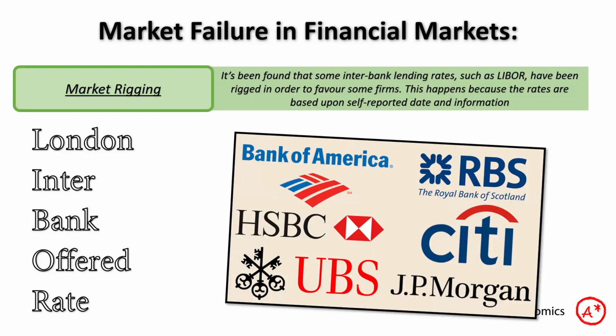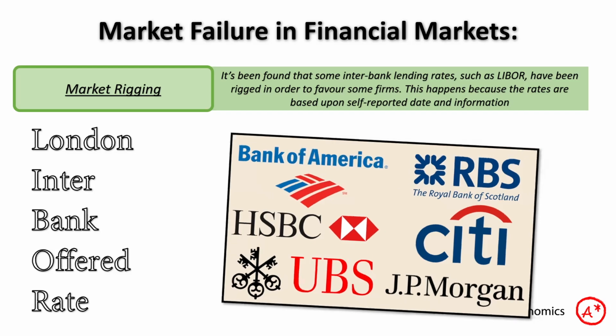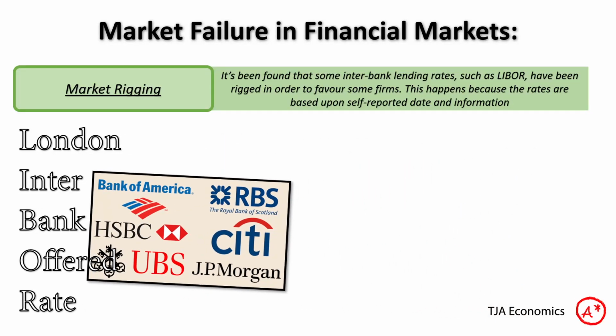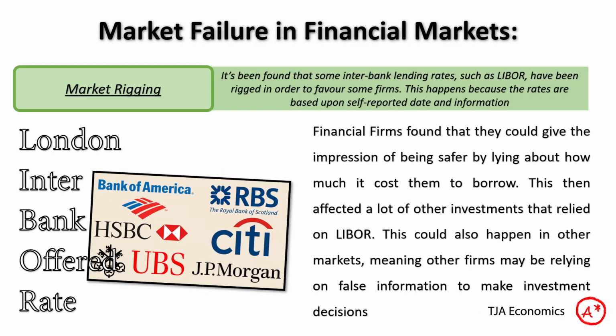And so what a lot of banks were doing was underreporting their LIBOR rate. And thus, the market was rigged because banks were lying about how much they were having to pay. Therefore, the information was wrong, it was false because it was self reported, and so the market was rigged. Other firms who relied on that information had problems. And so, market rigging was a problem because firms could give the false impression of being safer by lying about how much it cost them to borrow.